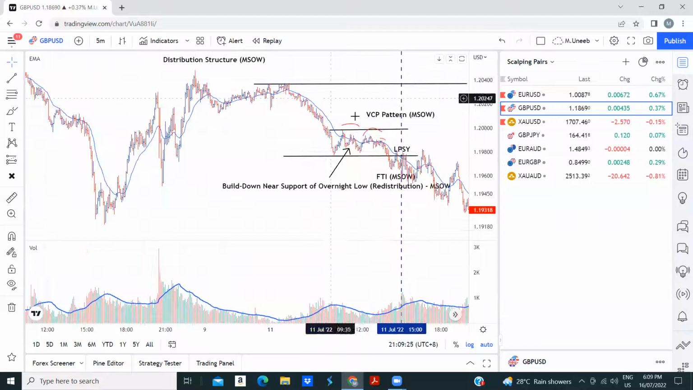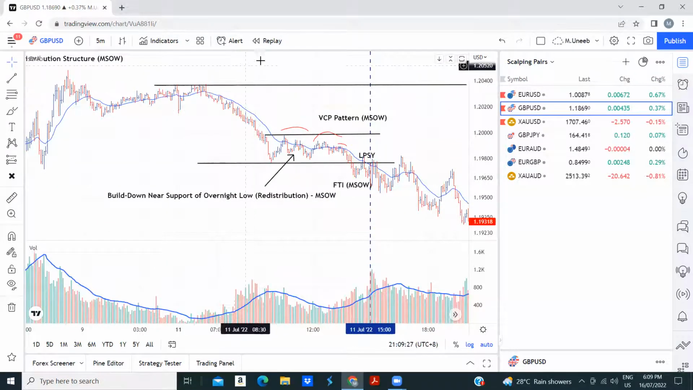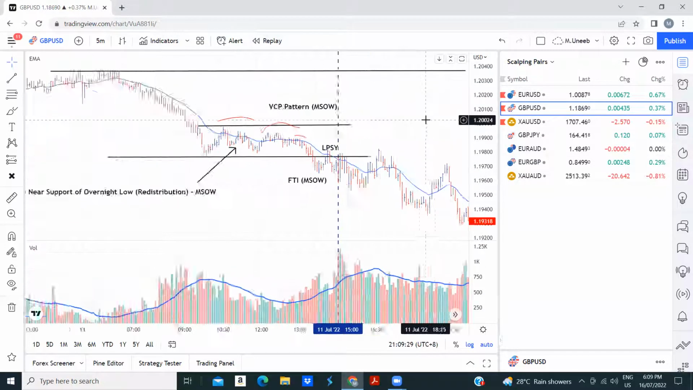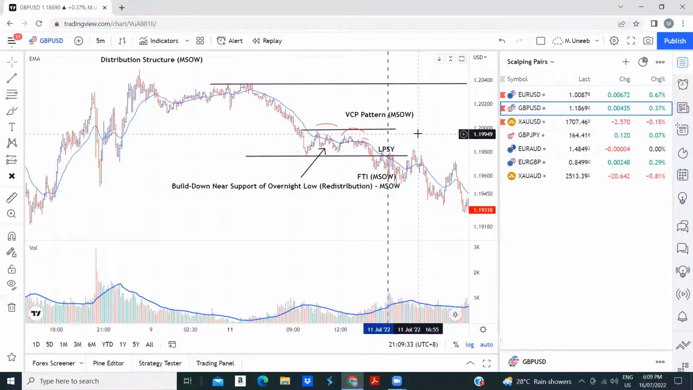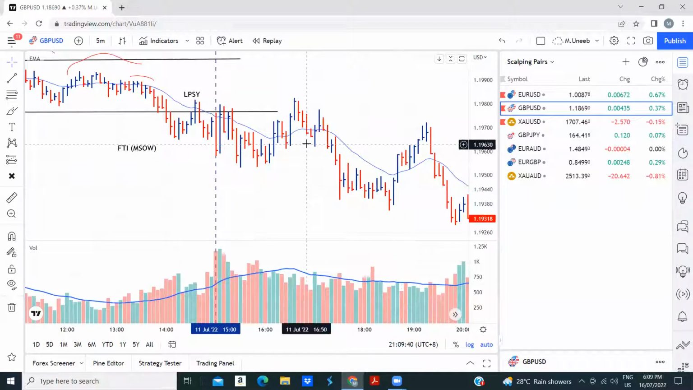Here we cannot draw the channel right now because we already detected the pattern, right? So it's not necessary that every time you will have a structure like this, a straight channel. You can also have this VCP pattern, LPSY, and a distribution structure like this in the background. So it's all about you understanding how you interpret it, okay?